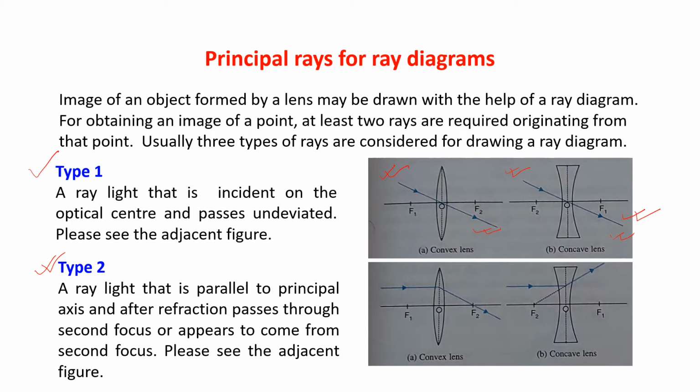Type 2: a ray of light that is parallel to the principal axis. You can see this line is parallel to the principal axis. After refraction, it passes through the second focus. This is the ray. For a concave lens, this is the incident ray which is parallel to the principal axis. Now it is a diverging lens, so it will go through this line. Then just extend that line in the backward direction. It will appear to come from the second focus.